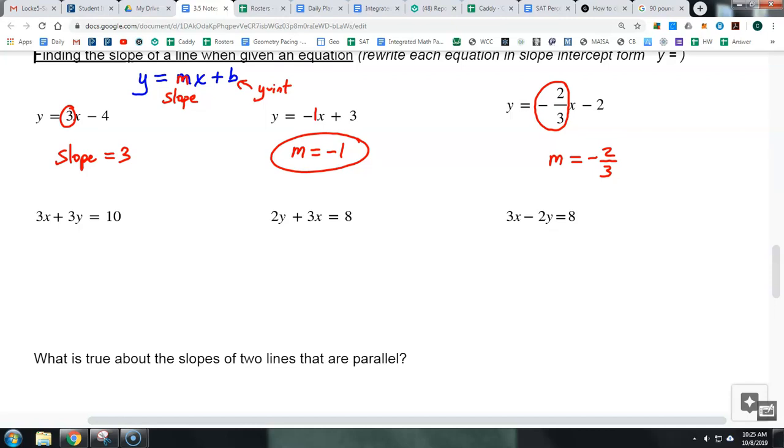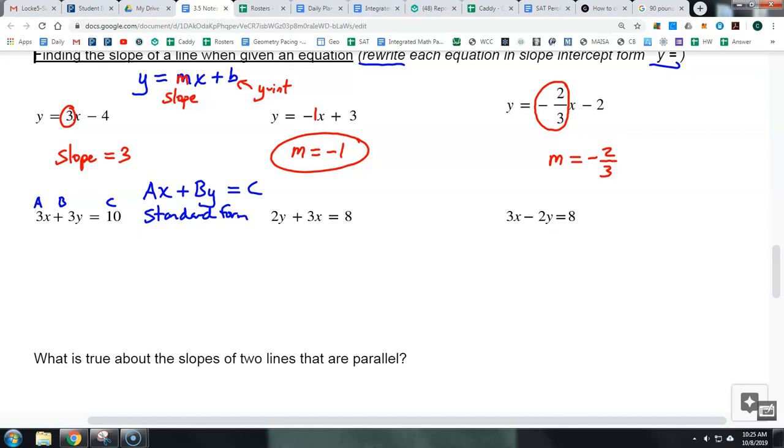Now the next group down here, these are what's called standard form. Anytime you see something in ax plus by equals c format, and a, b, and c are just the numbers, so for instance, 3 is our a, positive 3 is our b, 10 is our c, that's called standard form. And those require a little bit more work. So we need to do some rearranging. We need to rewrite the equation so that it's y equals. So we have to solve for y.